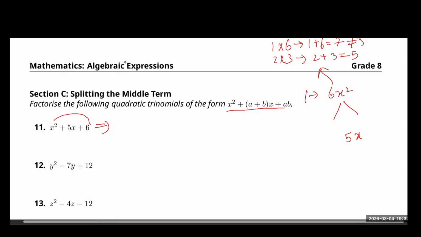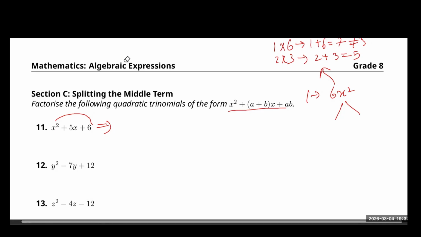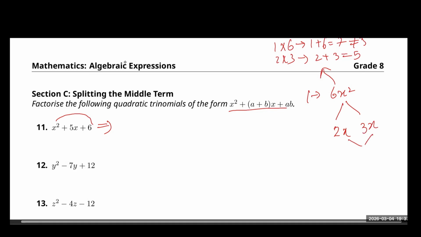Yes, they will definitely give us 5. And whenever we're multiplying, they're giving us 6. So understand this part: 2x and 3x, if we take both of them, whenever we add them, it's giving us 5x. When multiplying, again, it's giving us 6x. Okay? And both of them should be positive. Then only we'll get 6x squared and 5x.